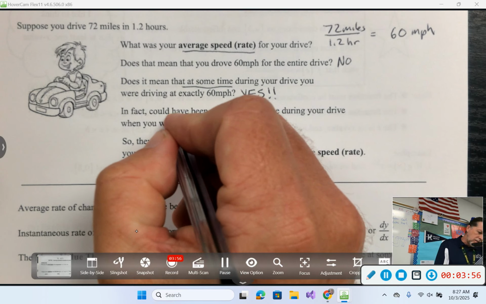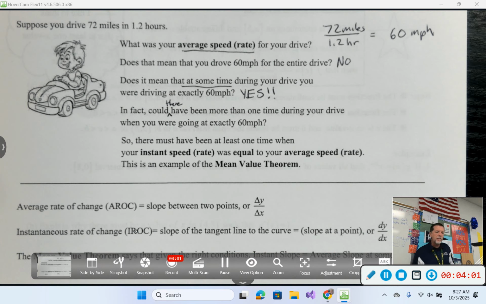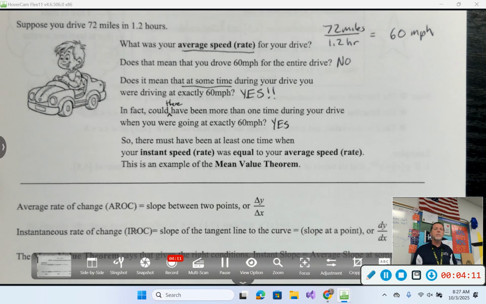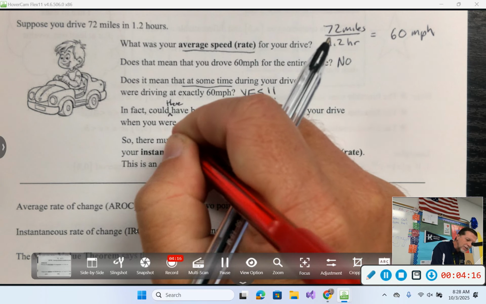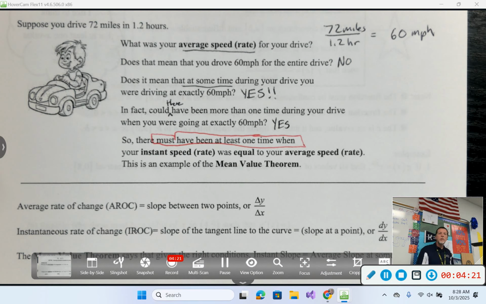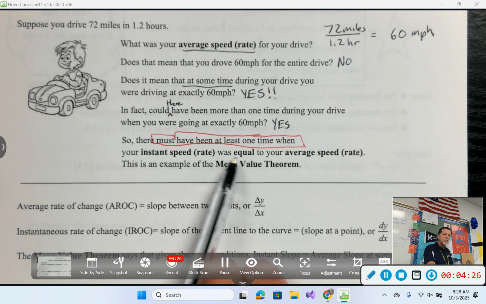In fact, I feel like we left out a word here. Could there have been more than one time during your drive that you were going exactly 60 miles an hour? That one's more obvious. Like, yeah, definitely. If you were speeding up and slowing down and speeding up and slowing down, you could have been going 60 miles an hour a lot of times. But there must have been at least one time where, here's back to where we started, your instant speed was equal to your average speed. This is the mean value theorem.